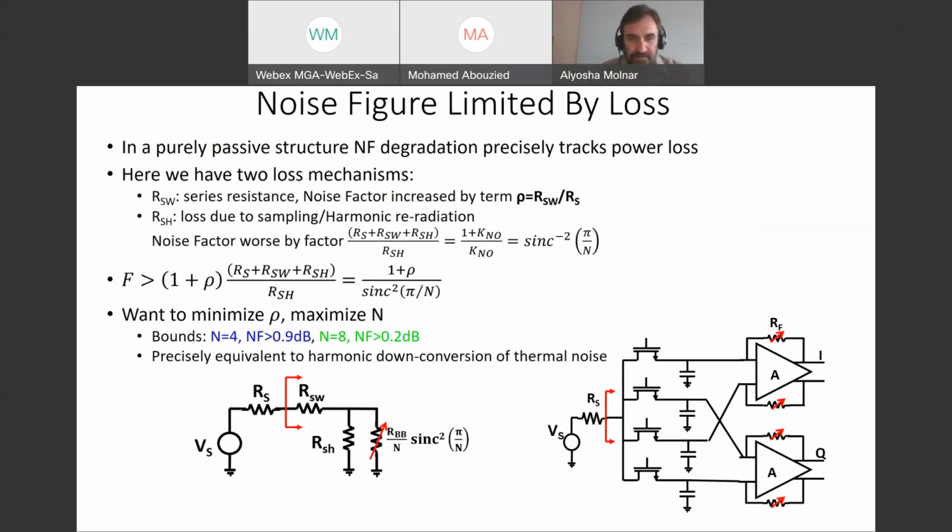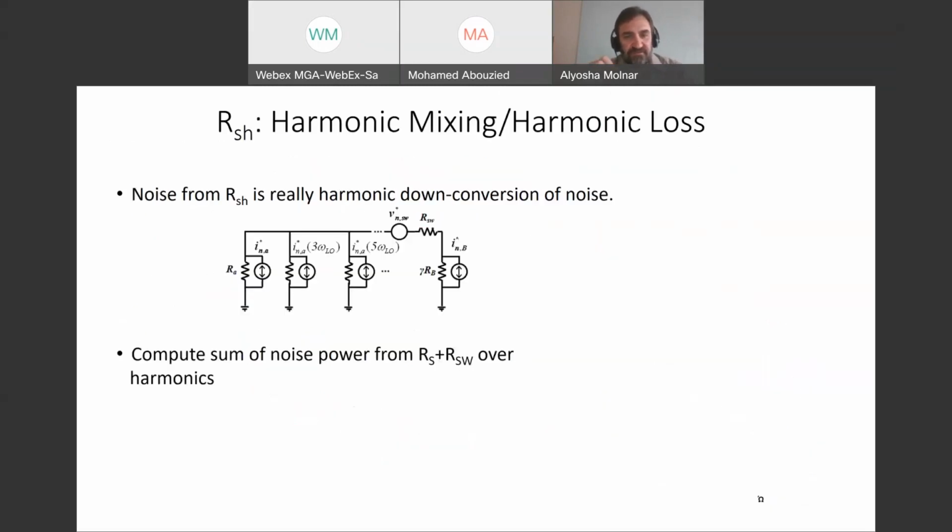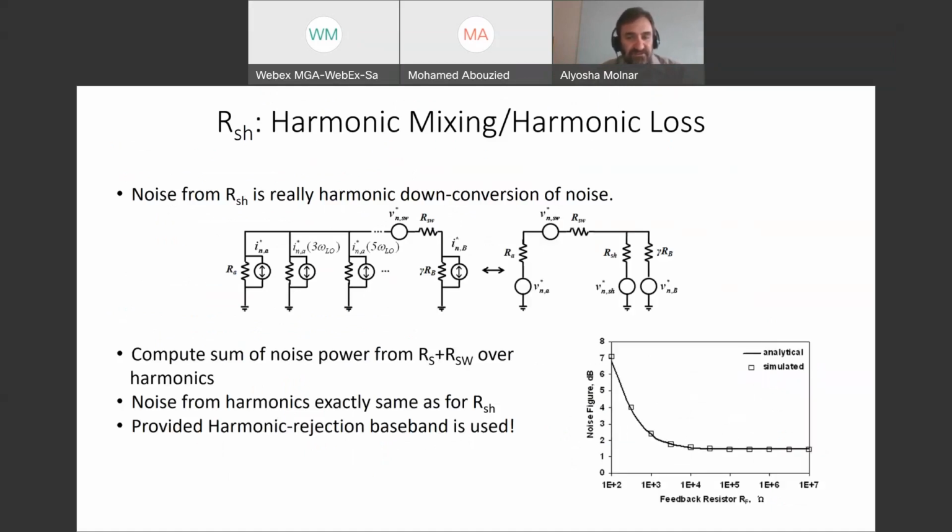And it's also worth noting that these numbers are precisely equivalent to what you get from down-converting just the noise at the harmonics. That is to say, if we compute the noise generated, we can look at it as noise due to the loss from the series resistance and the shunt resistance, or we can think of the shunt resistance noise as being due to down conversion of noise at harmonics. And if we compute the sum, we find those 2 numbers exactly converge. What I'm showing at the bottom right here is the math you get from doing that summation, and the simulation you get, and they exactly match up. The only restriction on this is that if you're using more than 4 phases, you need to use a harmonic rejection baseband in order to actually take advantage of it.